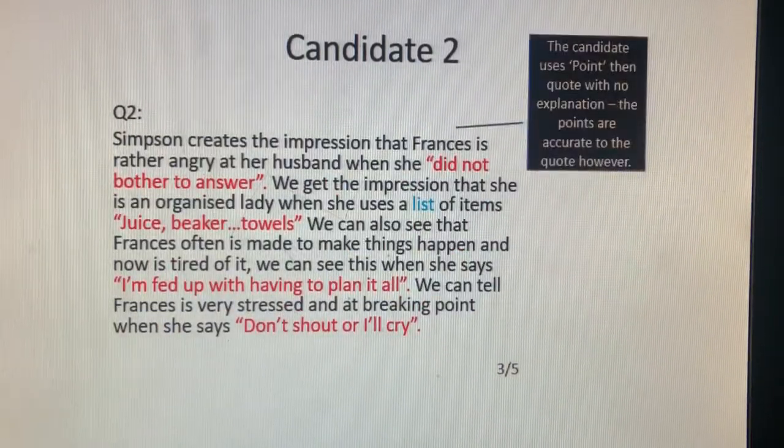Candidate 2. The candidate uses a point, then a quote with no explanation. The points are accurate to the quote, however. So we've got there some quotes being used, 1, 2, 3, 4 in total, but the candidate seems to make a point then use a quote. So this is a risky strategy, because if one of those quotes is a bit too vague, they quickly lose marks. You can see one piece of technical language has been used there, the word list, and that's absolutely fine. This student obviously looked there and noticed there was a list and just made sure they used that as one of their quotes.